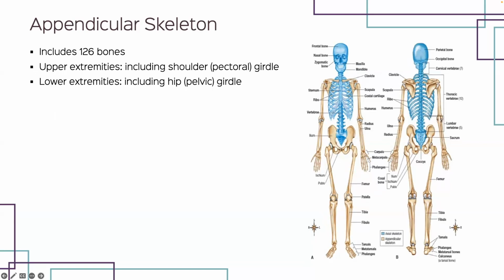The appendicular skeleton consists of 126 of the 206 bones that form the skeleton as a whole. The bones of the upper and lower extremities make up the appendicular skeleton. That includes the bones of the upper extremities, so the shoulder, pectoral girdles, arms, wrists, and hands, and then the lower extremities, including the hip and pelvic girdles, as well as the legs, ankles, and feet.